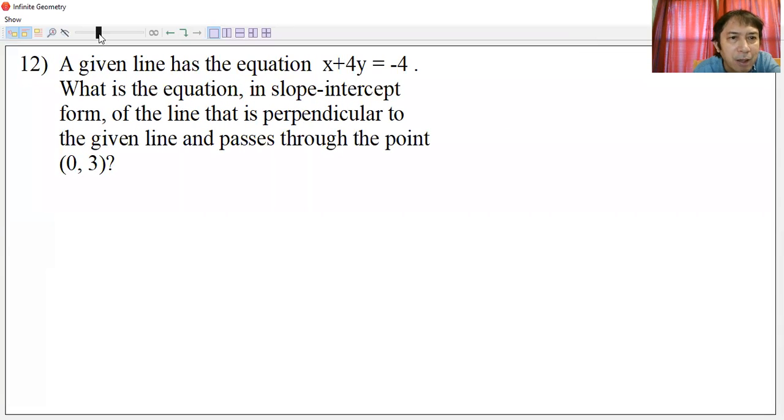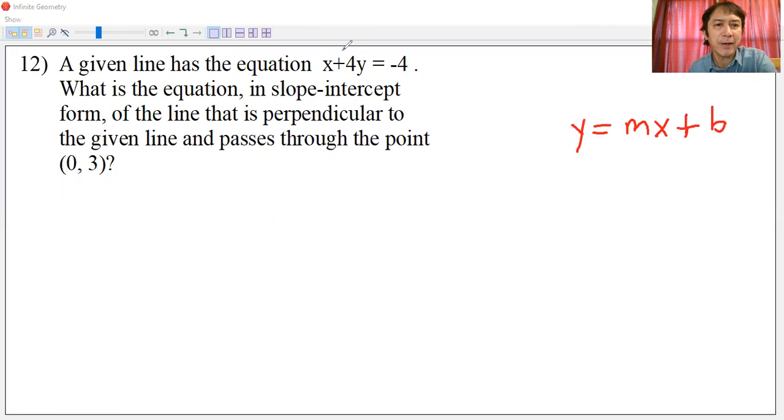A given line has the equation x plus 4y equals negative 4. That looks like standard form, ax plus by equals c, where x and y are together at the left side. What is the equation in slope-intercept form? Let's write that requirement. It must be like this, slope-intercept.